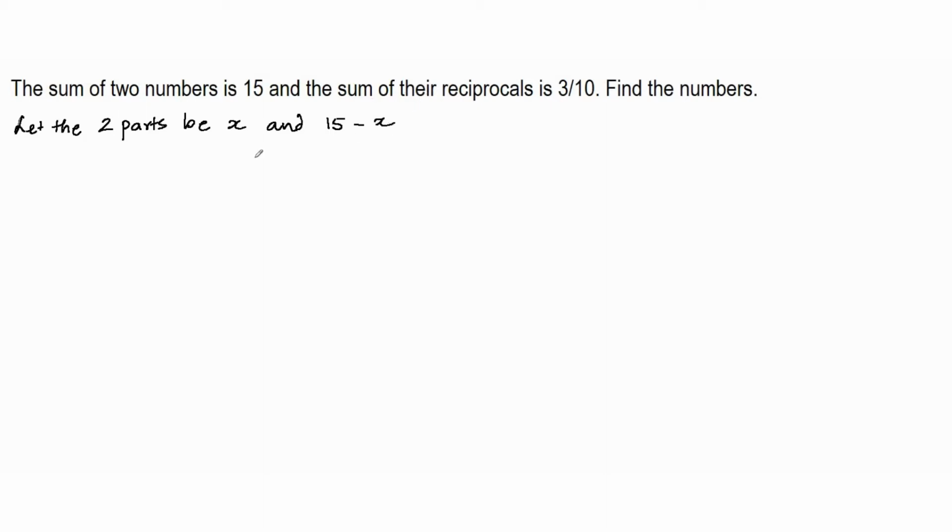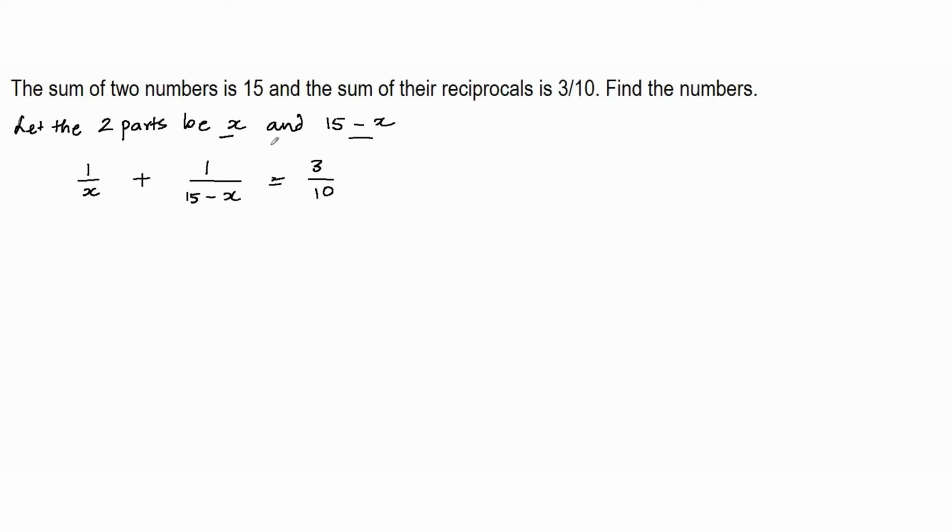Now it is given that the sum of their reciprocals, so sum means addition, of their reciprocals. So the reciprocal of x is going to be 1 by x, and the reciprocal of 15 minus x is 1 by 15 minus x. The sum of these reciprocals is 3 upon 10. So now I can definitely go ahead and find the LCM, but before that I just want to repeat this. The two numbers are x and 15 minus x because we are splitting 15 into two parts. The sum of their reciprocals.